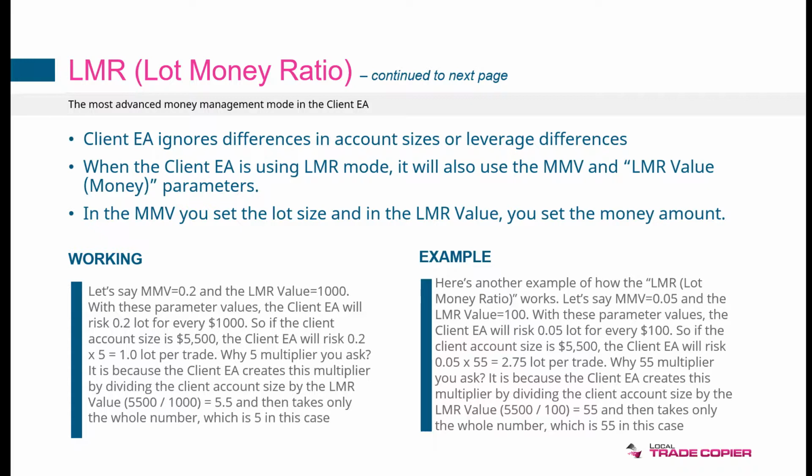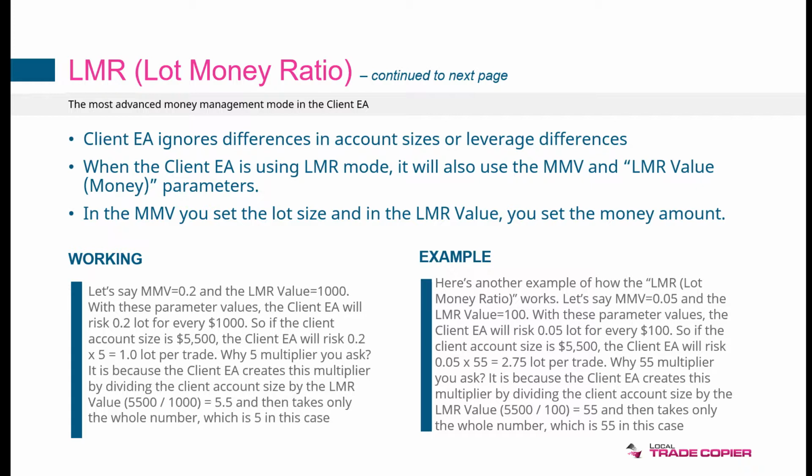The client EA will ignore differences in account sizes or leverage differences, and when the client EA is using lot money ratio mode, it will also use the MMV and the LMR value parameters. So for this one, it needs two parameters. In the MMV, you set the lot size, and in the LMR value, you set the money amount.